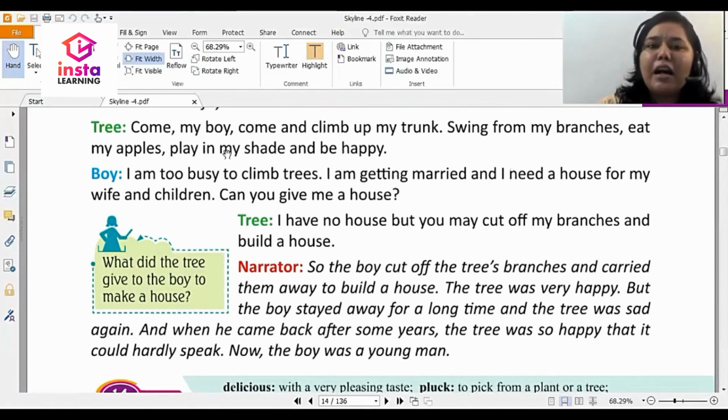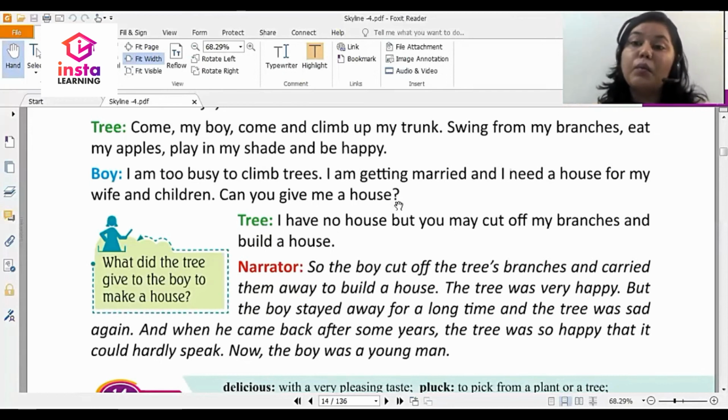Tree: Come, my boy, come and climb up my trunk. Swing from my branches, eat my apples, play in my shade, and be happy. Boy: I'm too busy to climb trees. I'm getting married. I need a house for my wife and children. Can you give me a house?